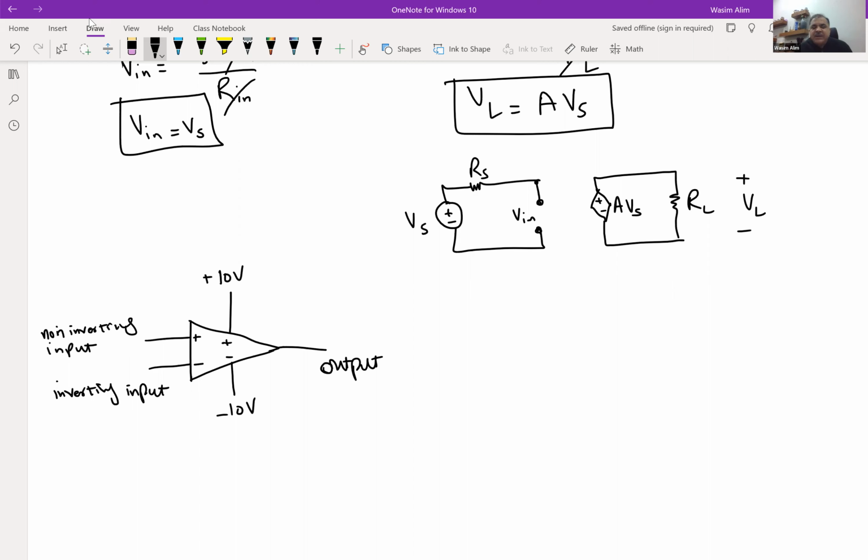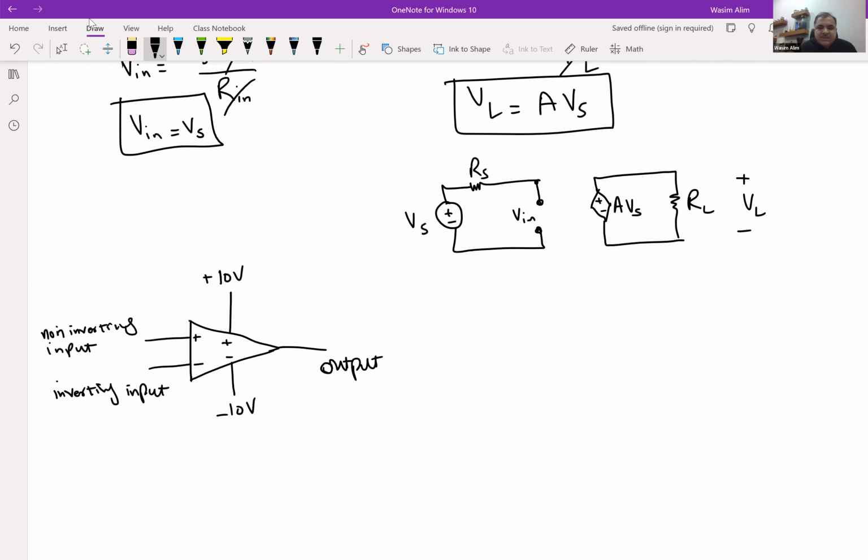The non-inverting side is when you don't want the voltage to change polarity. So essentially the output voltage would be at the same level. So this is not going to have a negative sign with it when you're doing the calculation. Okay, so that's the main difference there.